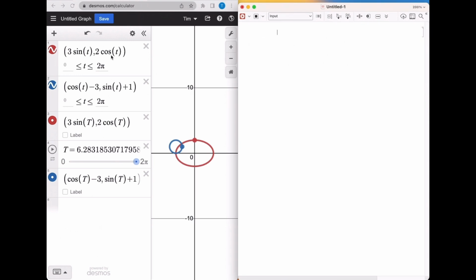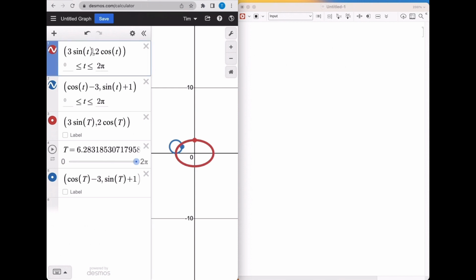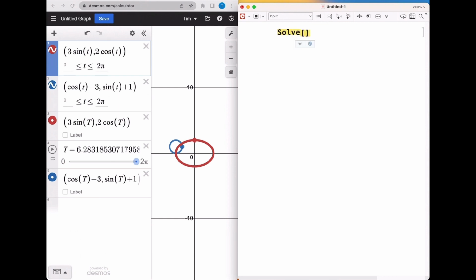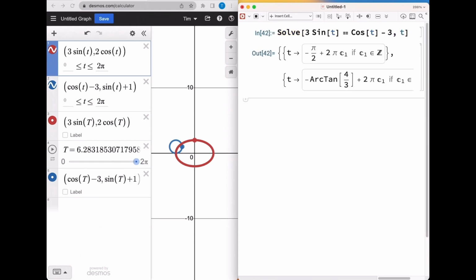So here's Mathematica. To find the collision points, we are going to take the x equations for both of the curves and set them equal to each other. This is similar to how we find intersection points of two regular Cartesian graphs. We would take the values of the functions, set them equal to each other, and solve for x. Here we're going to take the x equations, set them equal to each other, and solve for t. So we set 3 times sine of t equal to cosine of t minus 3, solve for t, and we get these rather messy looking expressions.